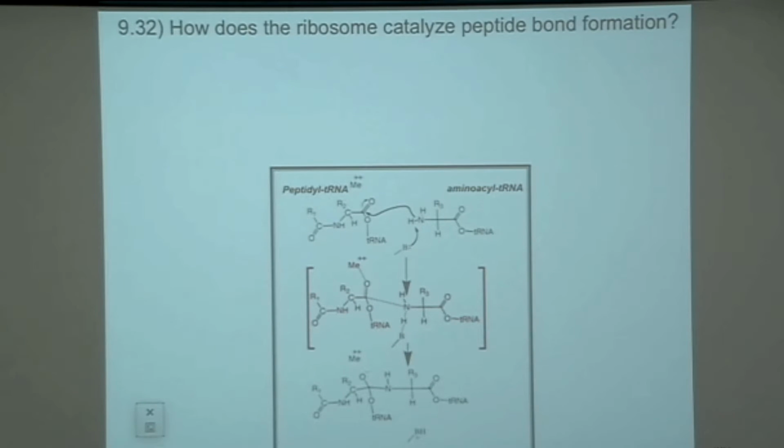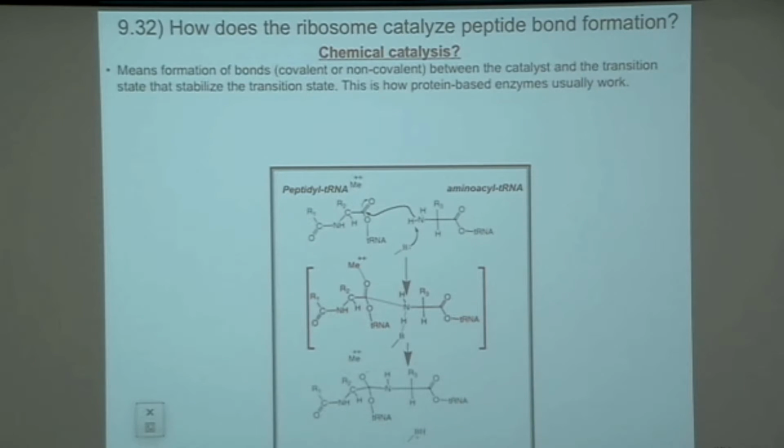So the question is, how does the ribosome catalyze peptide bond formation? Okay, so is it chemical catalysis? Chemical catalysis is basically how every enzyme we know about works. And what do I mean by chemical catalysis? It means the formation of bonds. They can be covalent bonds or non-covalent bonds between the catalyst and the transition state that stabilize the transition state.